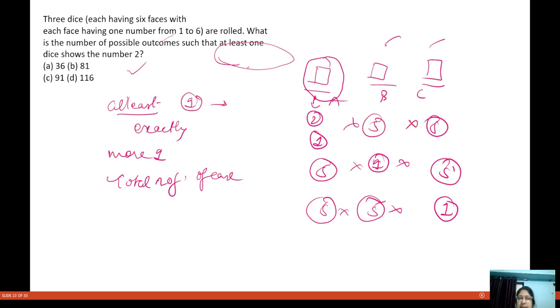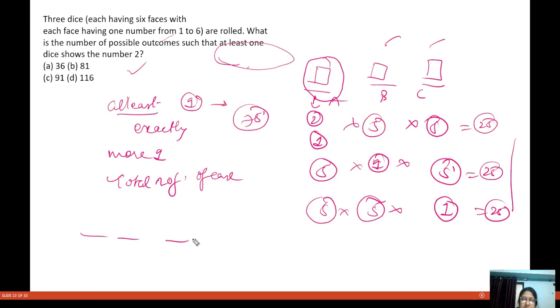We don't have to consider that these are tied or that some restriction is there. So 25 these cases, 25 these cases, and 25 these cases. Total number of cases, how much are you getting? 75.